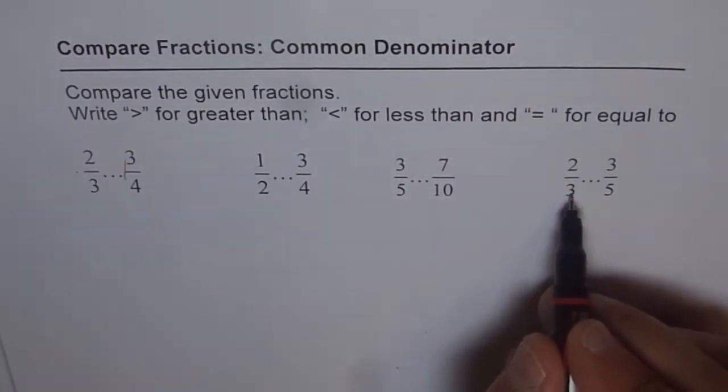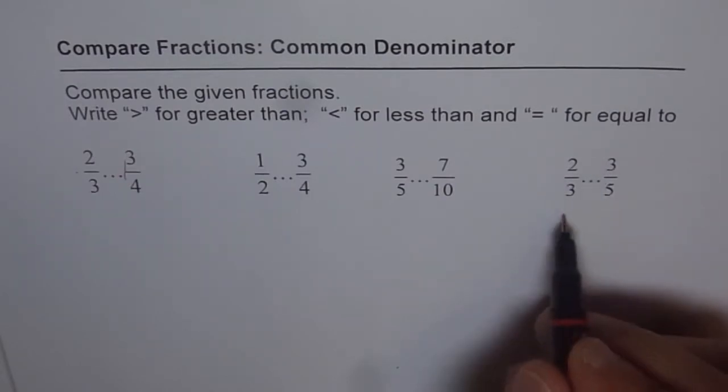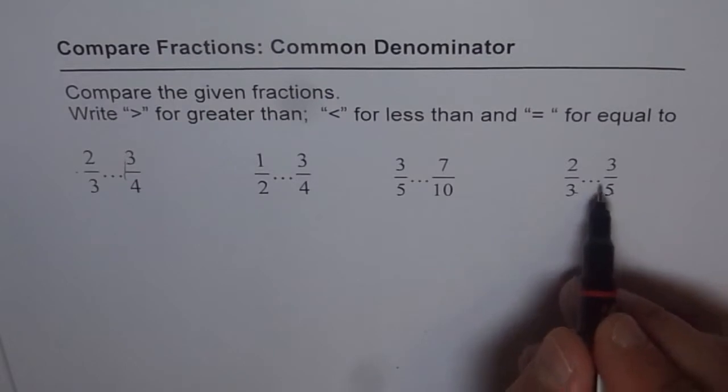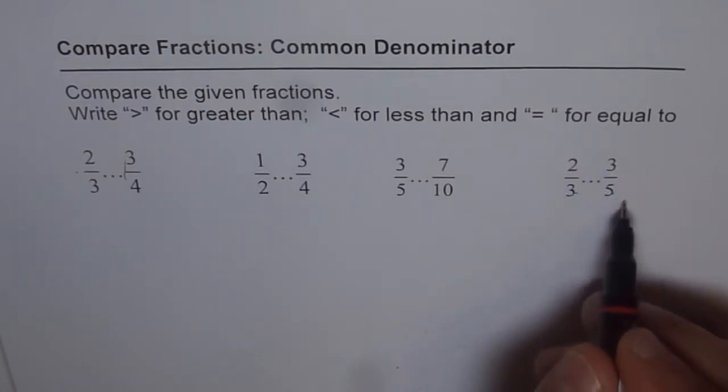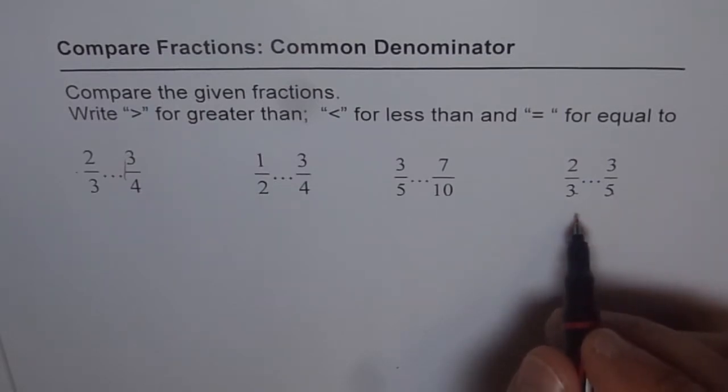Here again, we have prime numbers, 3 and 5. So in this case, we cross multiply. 3 times 5 is 15, 5 times 2, 10, 3 times 3, 9. That's how we get this part, correct? Now, I hope you got it. So let's do it one by one, right?